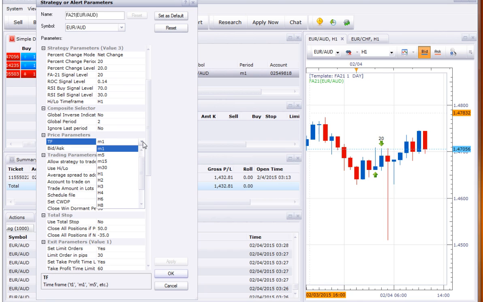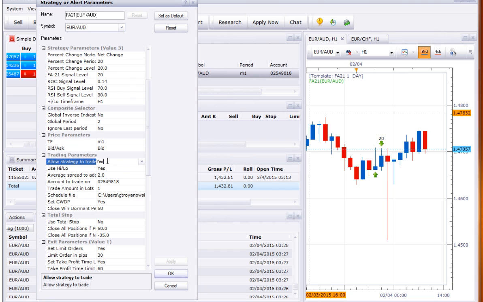M1, that's a time, TS stands for time frame. That means FA21 is going to check the scheduler file every minute of every day. Important. Allow strategy to trade. Yes, of course, we want it to trade. If you select no, it's not going to trade. So obviously in the PDF settings it'll show yes.